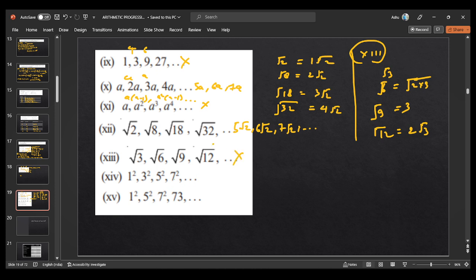Here 3 square minus 1, 3 squared is 9, 9 minus 1, we cannot get the same difference because it is exponential, so it is not an AP. Here there is no exponential, we should check it. 1, 25, 49, 73: 25 minus 1 is 24, 49 minus 25 is 24, and 73 minus 49 is 24, so the difference is the same.